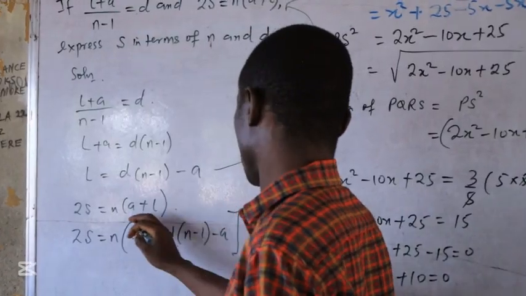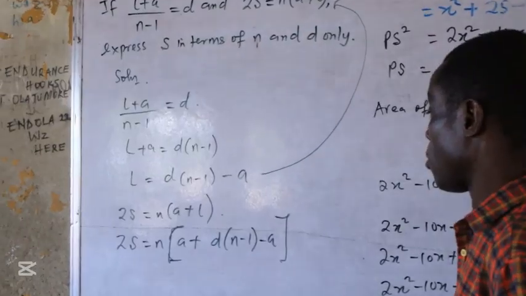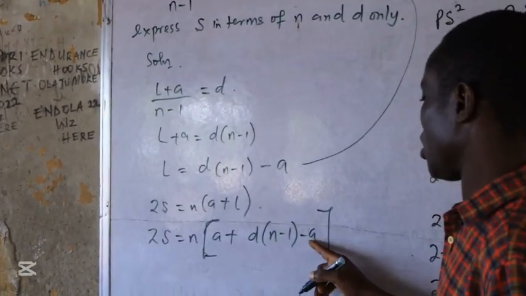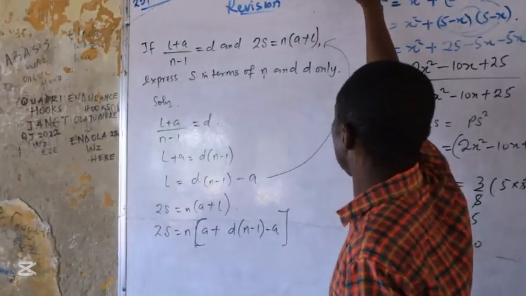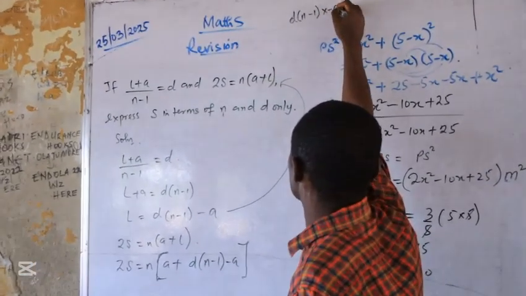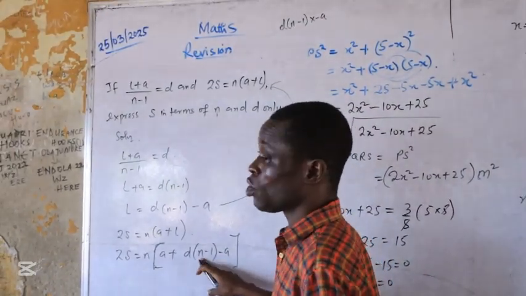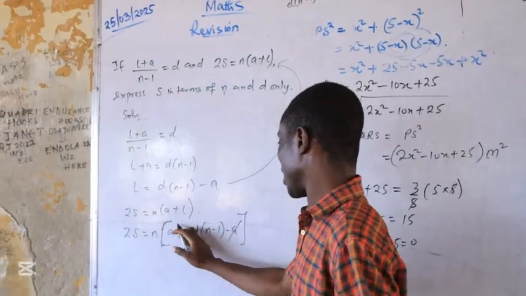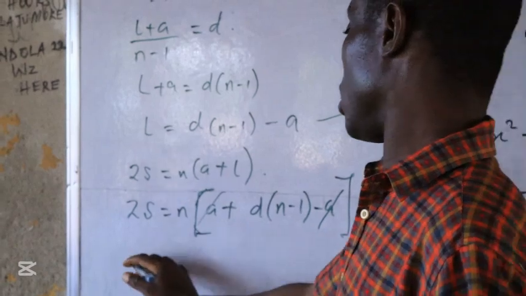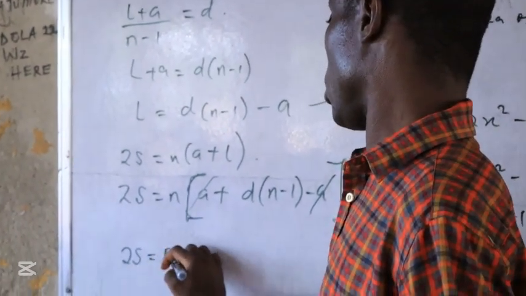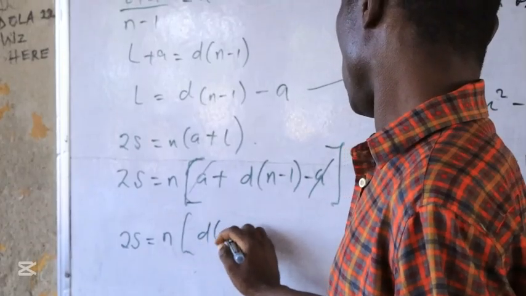So let me use big brackets here. Now from here, please, you cannot use this A to open this bracket. There is a difference between d into (n - 1) times minus A and this one. It's like you are trying to subtract A from the result of this one. So here we cancel this, this one will give us 0. Then we now have this: 2S is equal to n into d into (n - 1).